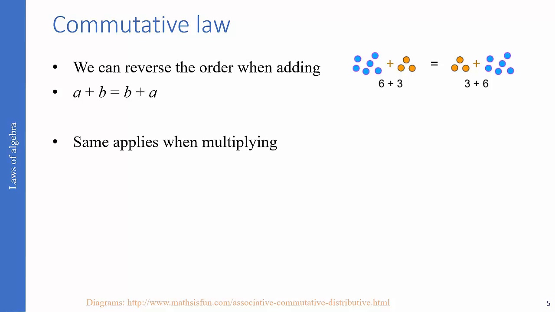This also works with multiplication. 2 times 4 is the same as 4 times 2. And it could be any two numbers, so A times B is equal to B times A.